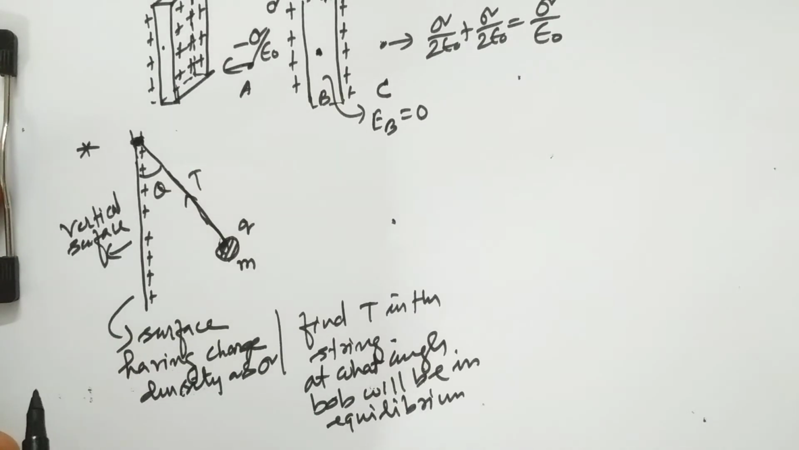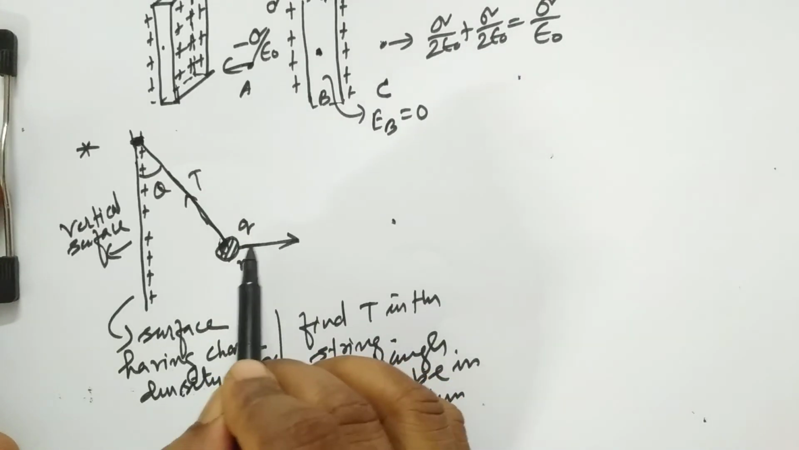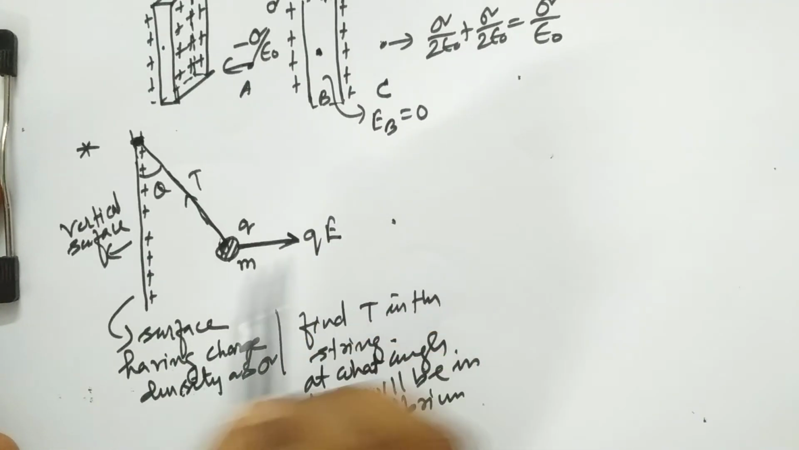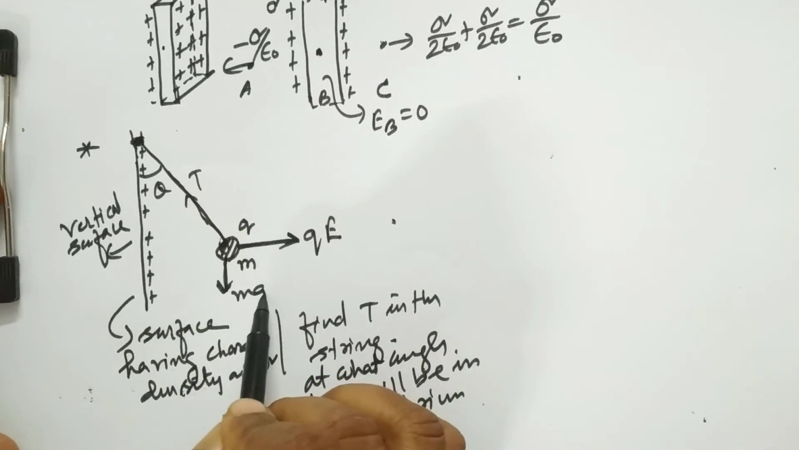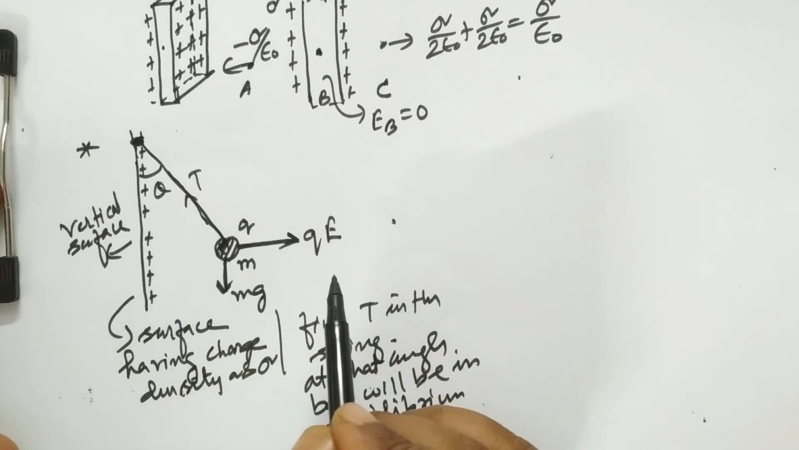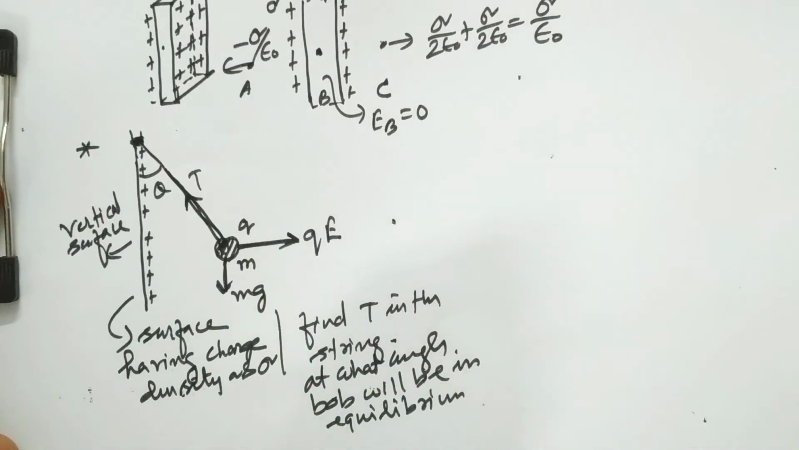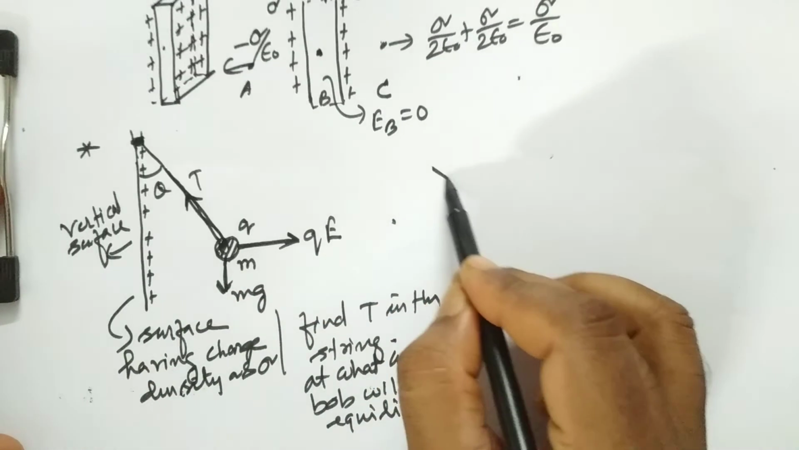In order to discuss this particular problem, we need to understand there will be three forces putting the bob in equilibrium. One is the force on the bob, which is charged, in the electric field. The other is the force on the bob due to its weight mg. Clear?